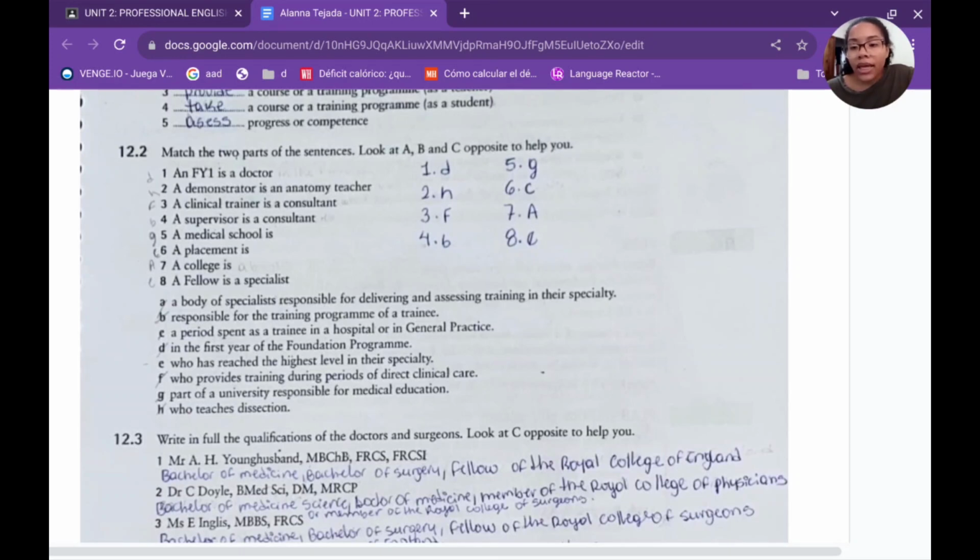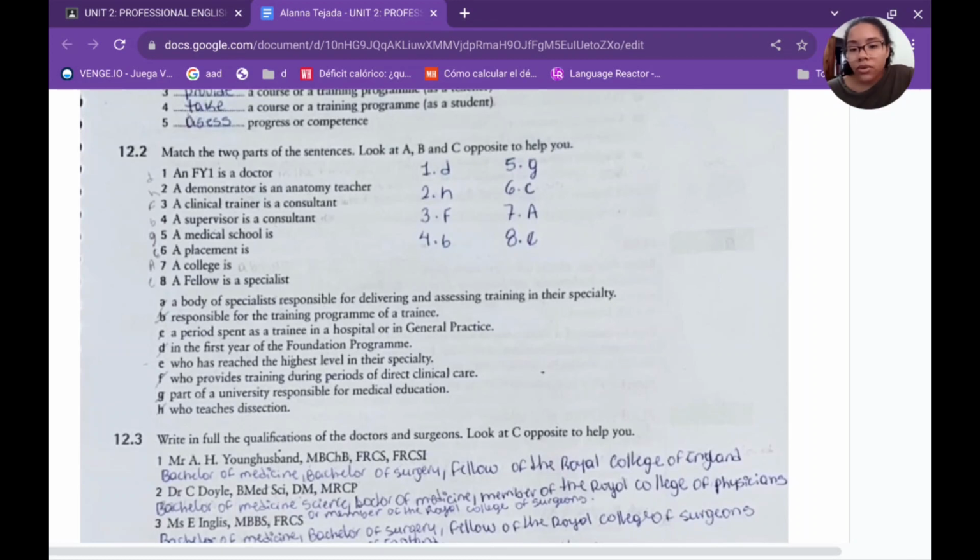1. An FY1 is a doctor in the 1st year of the foundation program. A demonstrator is an anatomy teacher who teaches dissection. A clinical trainer is a consultant who provides training during periods of direct clinical care. A supervisor is a consultant responsible for the training program of a trainee.